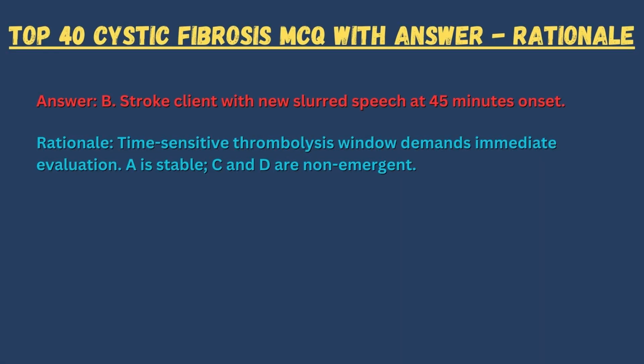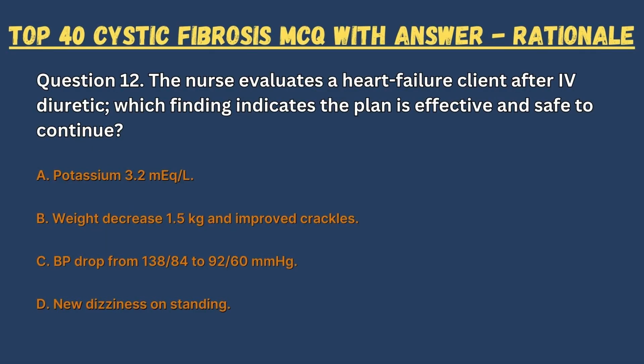Answer: B. Stroke client with new slurred speech at 45 minutes onset. Rationale: time-sensitive thrombolysis window demands immediate evaluation. A is stable. C and D are non-emergent. Question 12. The nurse evaluates a heart failure client after a diuretic.